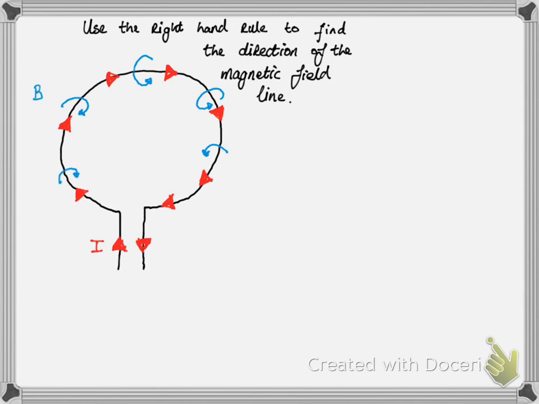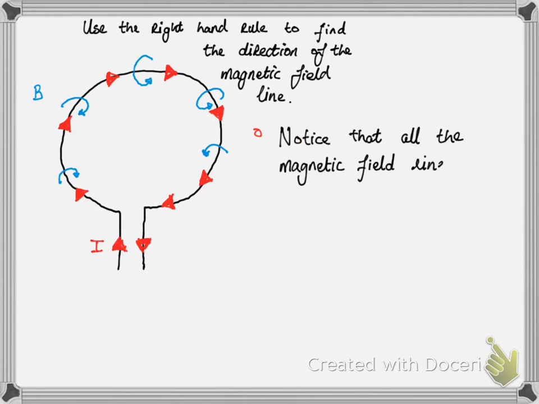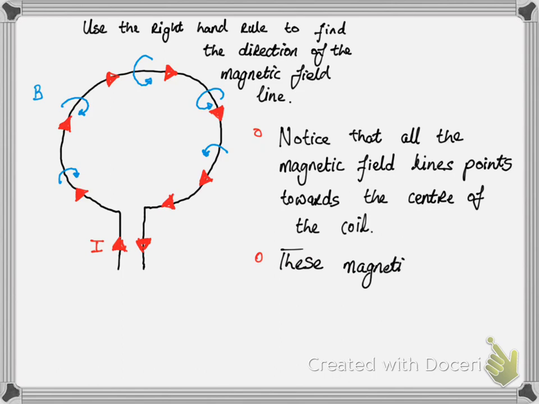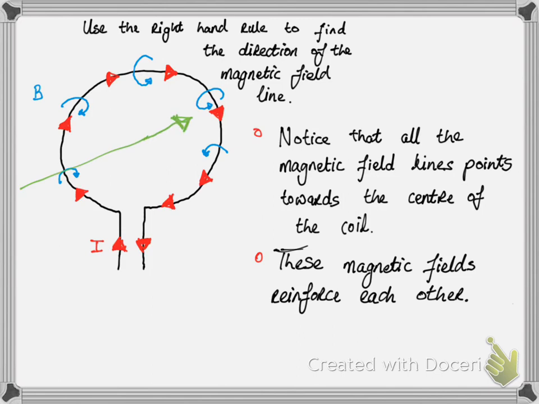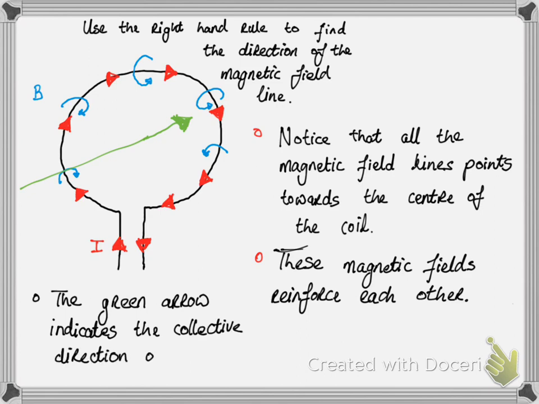Okay, and this goes for every point in the wire. The magnetic field lines point inwards. So notice that all magnetic field lines are pointing towards the center of the coil. These magnetic fields reinforce each other, creating one greater, or one total, force for the magnetic fields. So the green arrow indicates the collective direction of the magnetic fields.